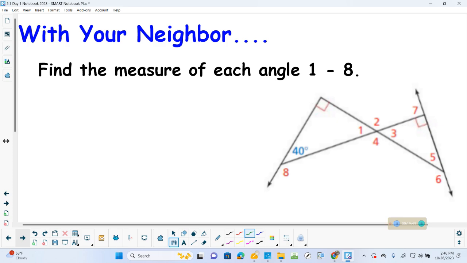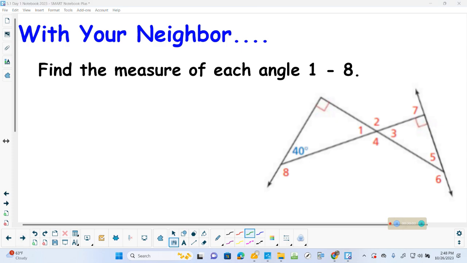Linear pairs, 180. Okay, so my pro tip is, I like to do it on the picture. I just label on the picture. Now, I see too we have some triangles. And we know all three angles in a triangle add to 180. Okay, so let me give you a minute. All right, let's do it.